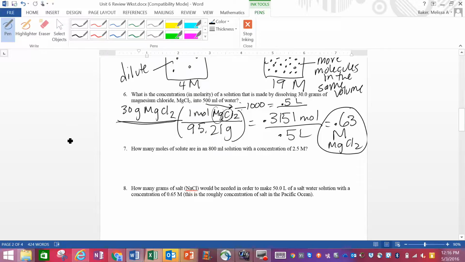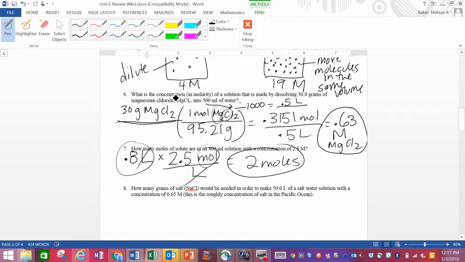Number 7. How many moles of solute do I have in 800 milliliters? I know I'm going to need to get that into liters. So I've got 0.8 liters, and my solution has 2.5 moles of solute per 1 liter. So if I multiply these together, my units are going to cancel out for liters, and I'm going to be left with moles, which is exactly what I want. 0.8 times 2.5 is 2 moles. I'll have 2 moles of solute in that much of that concentration of solution.